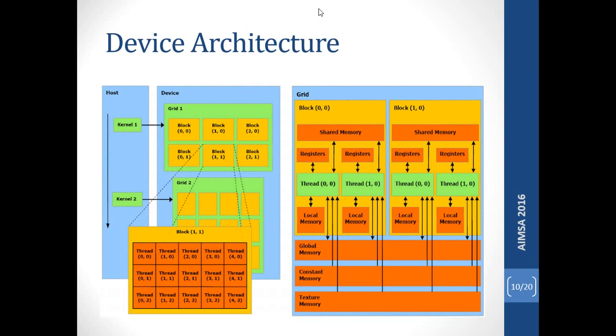So, in order to develop high-performance parallel applications, it is important to optimize the kernel's memory access model, as you can see.